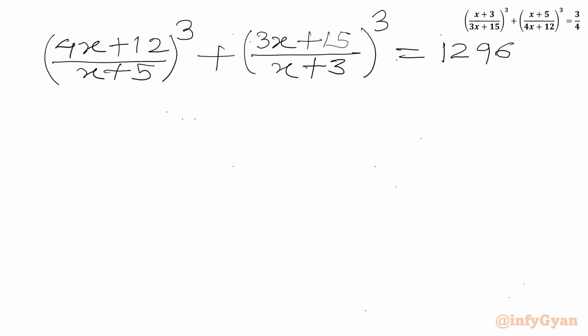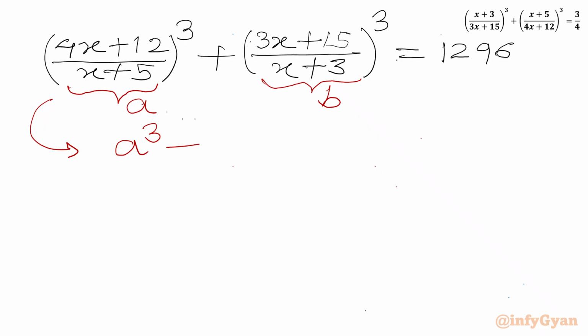So we have to solve this equation. Let me write our equation here. Now I will consider this bracket equal to A and this bracket we'll call B. So the very first equation which we can write, A cube plus B cube equal to 1296. Let's say this is equation 1.